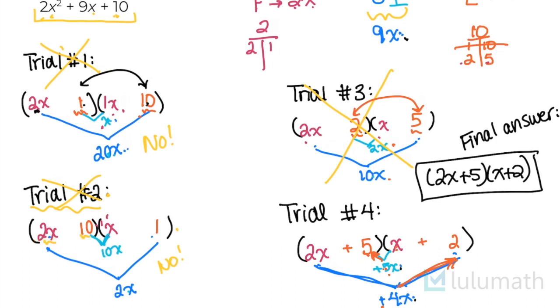However, the original problem did not have a common factor, which means that my binomial cannot have a common factor either. So I wouldn't even have to figure out the outer and the inner at all in trial number 2. Seeing that I have a common factor in my binomial, but there's no common factor in the original problem, automatically tells me this trial does not work. Same thing in trial number 3. We have 2x plus 2. This binomial here has a common factor of 2, which will automatically tell us trial number 3 does not work.